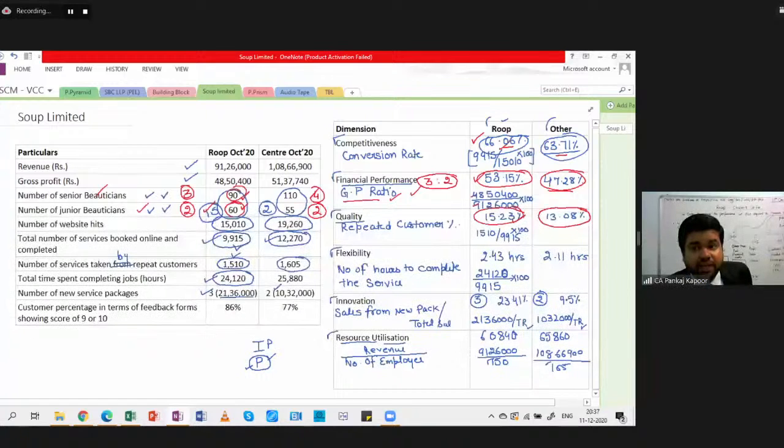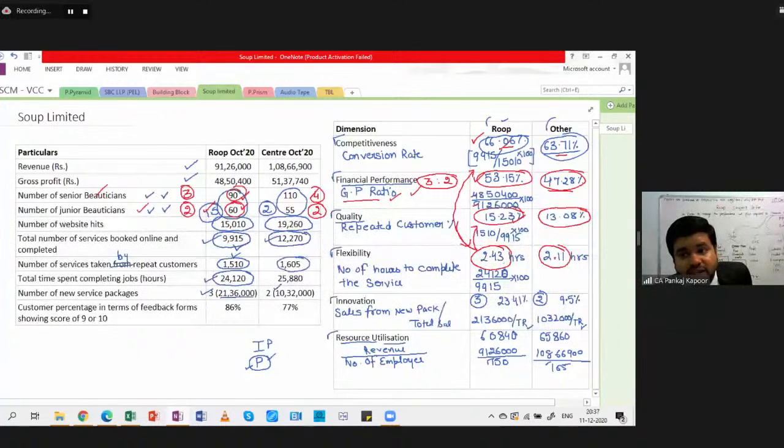Obviously, this can be visible from the data here. Roop took 2.43 hours to complete a job, whereas the other beauty parlor took only 2.11 hours to complete a job. Why is Roop taking more time? Because it is providing customized service. That's why the repeat customer rate is high. That's maybe the reason the conversion rate is high, because it may have a good reputation among the society or nearby people for doing the customization.